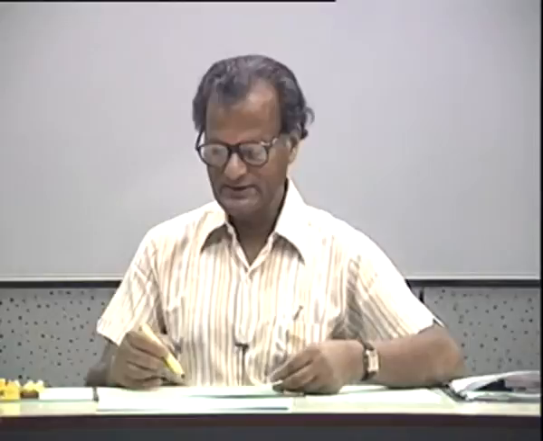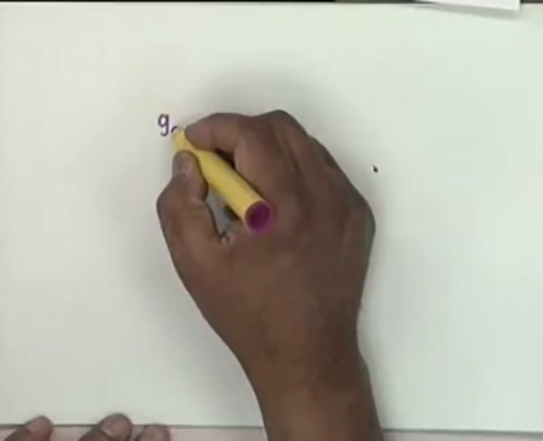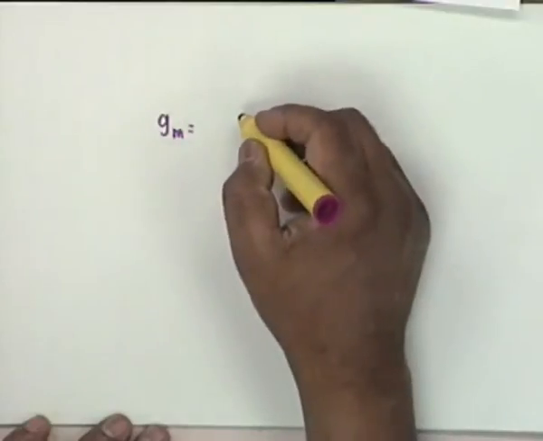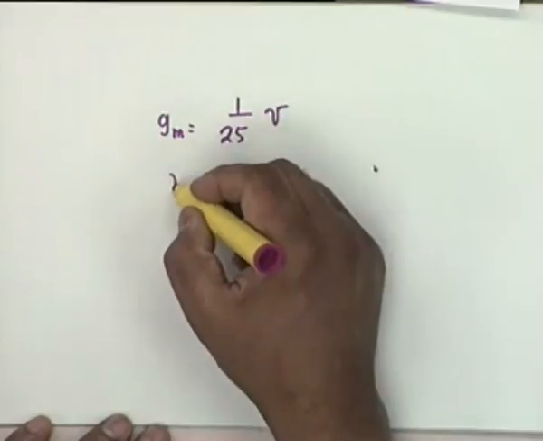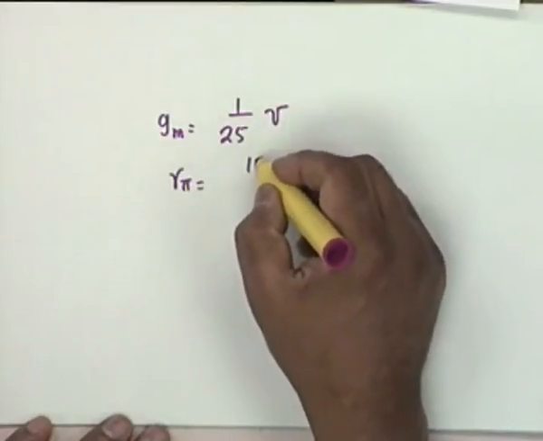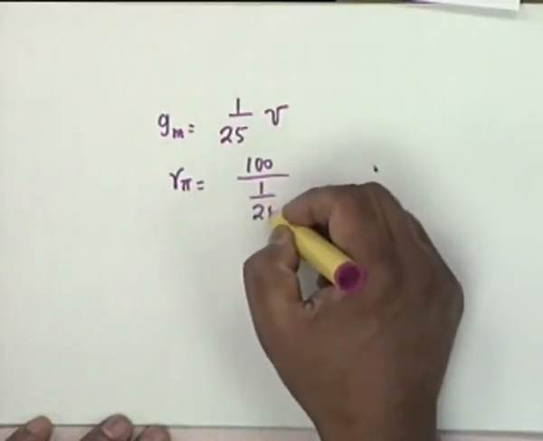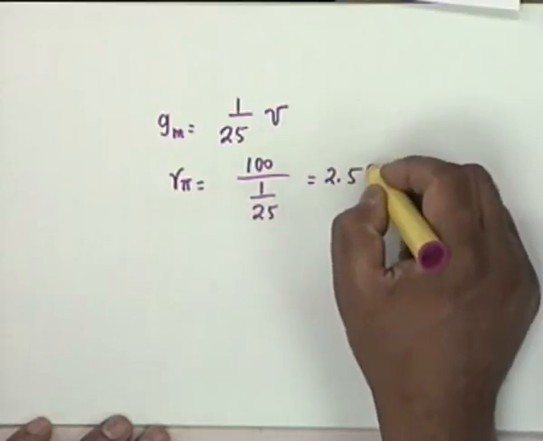Since the current is given as 1 milliampere, our gm is obvious. gm would be equal to 1/25 mho, and therefore r_pi would be equal to beta divided by 1/25, that is equal to 2.5K.